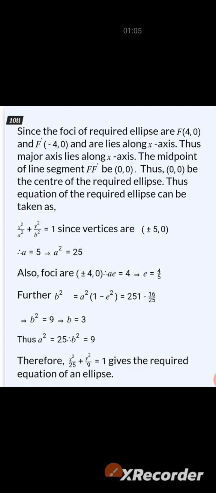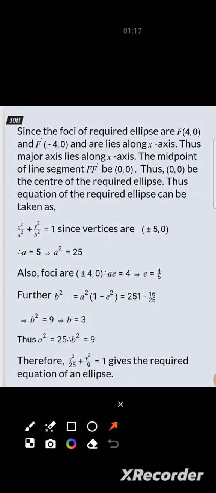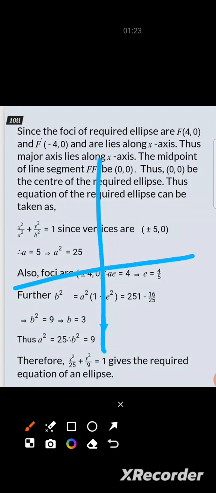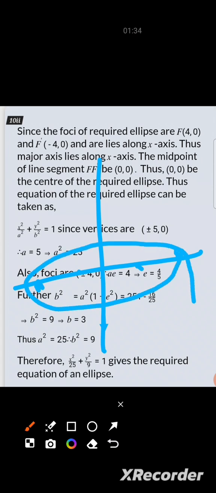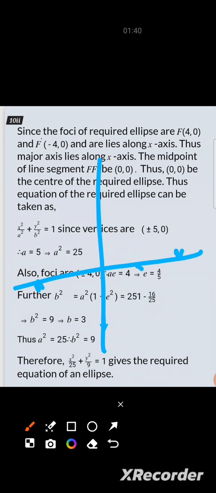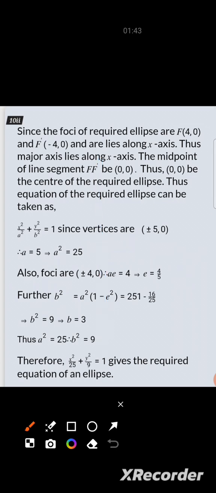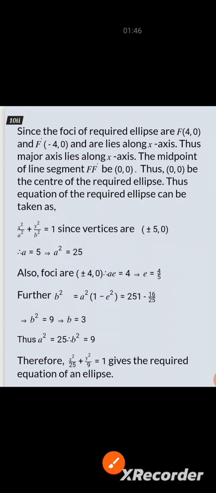Like sum number 10 part 2, it is given that the foci are at plus minus 4, 0 and the vertices are at plus minus 5, 0. So you can make out that, let me draw the figure. So these are the vertices given, say, and the foci are given at this. That means the x-axis would be the major axis of the ellipse. So the equation of the ellipse must be in the form x square by a square plus y square by b square is equal to 1.